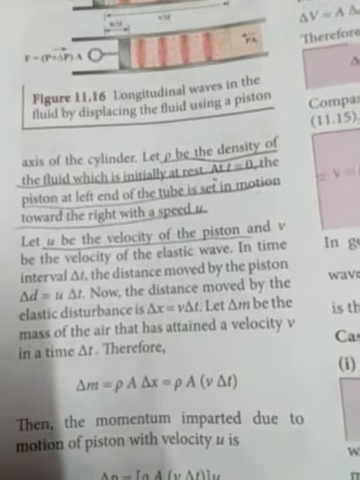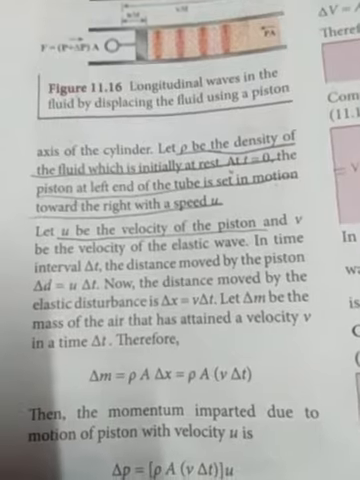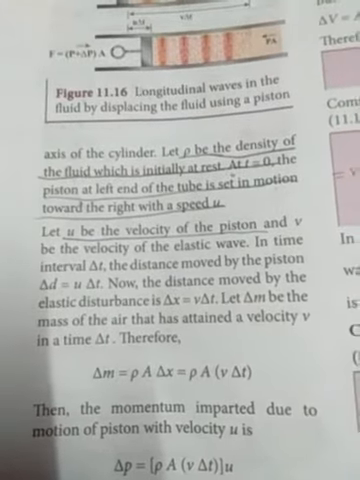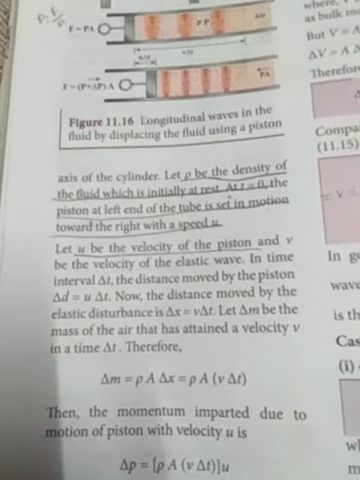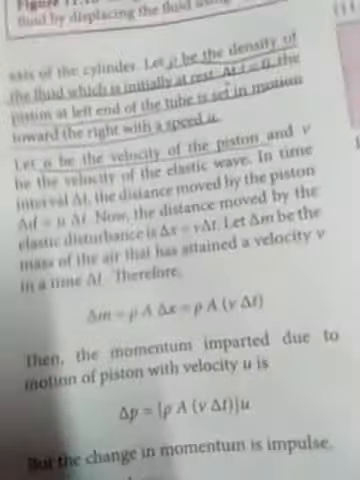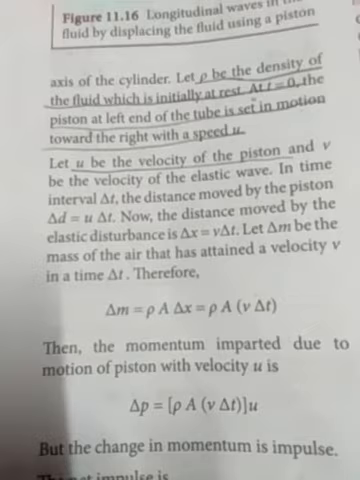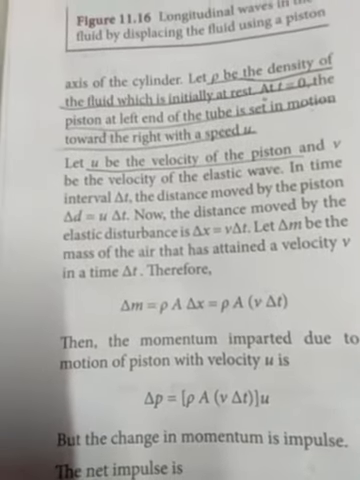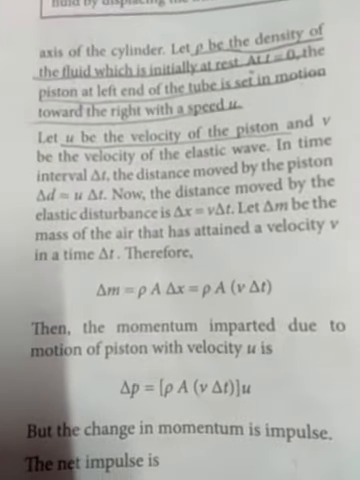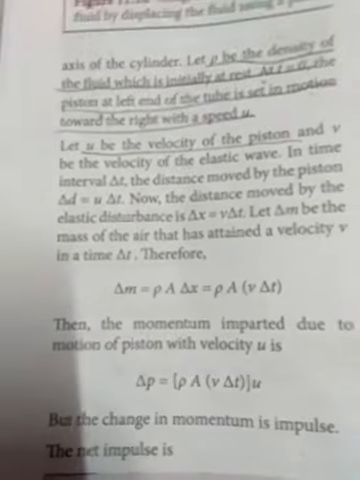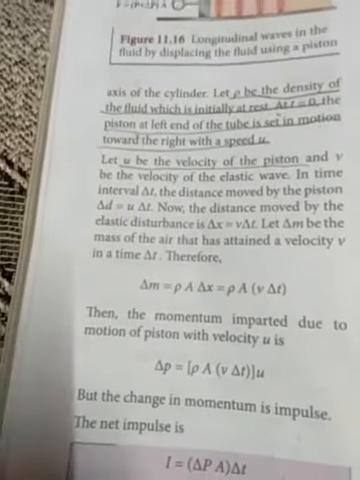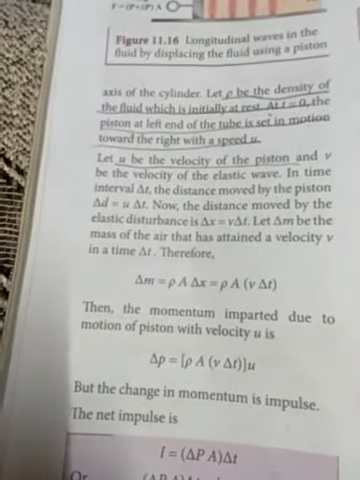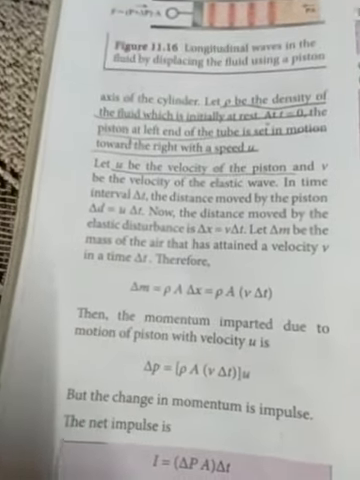Let dm be the mass of the air that has attained the velocity u in a time dt. Rearranging the formula, you see that dm equals rho A dx. So dm is the mass of the air, rho is the density of the air, A is the cross section, and dx is the distance moved.